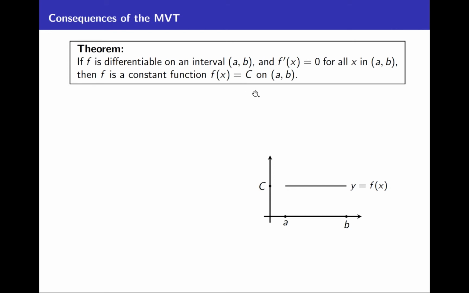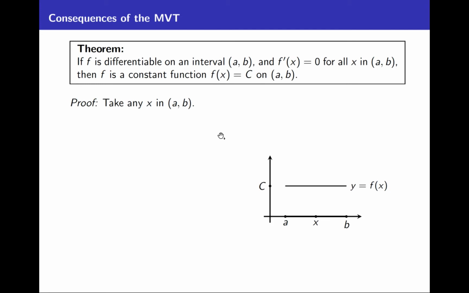It seems intuitively clear, but nonetheless we can pin this down and prove it using the mean value theorem. And the proof would run this way. Let's take any x in this interval from a to b. So take any x, say right here, and what we want to do is show that there's a number c such that f of x equals c, no matter how we pick that number x.